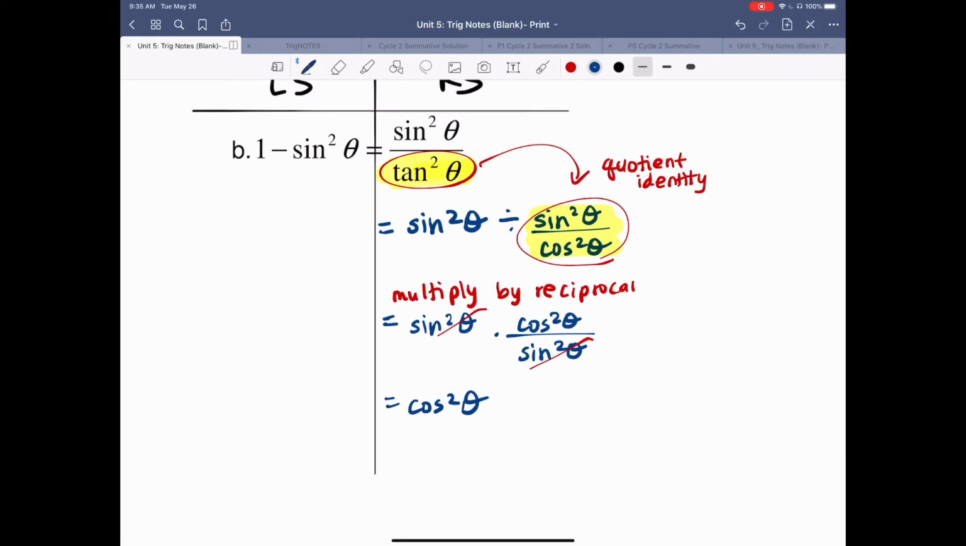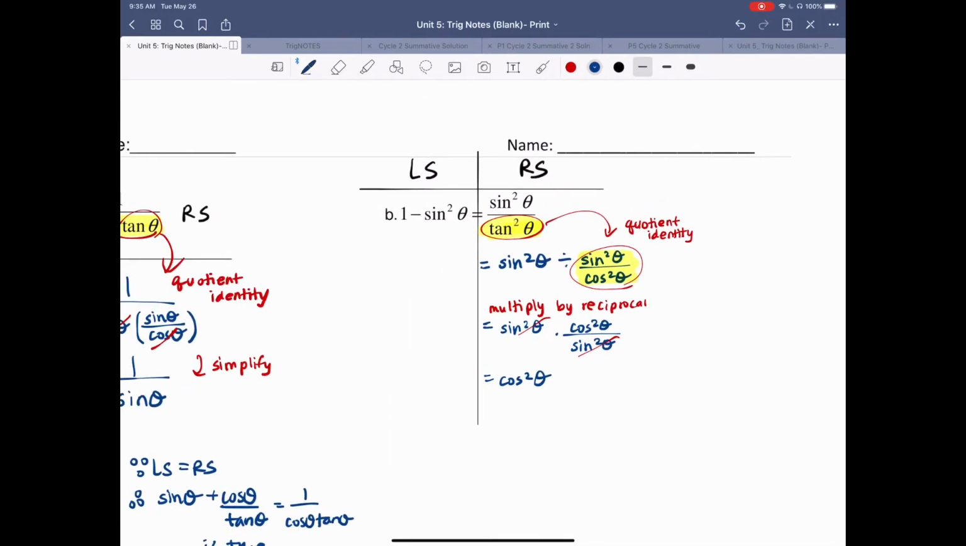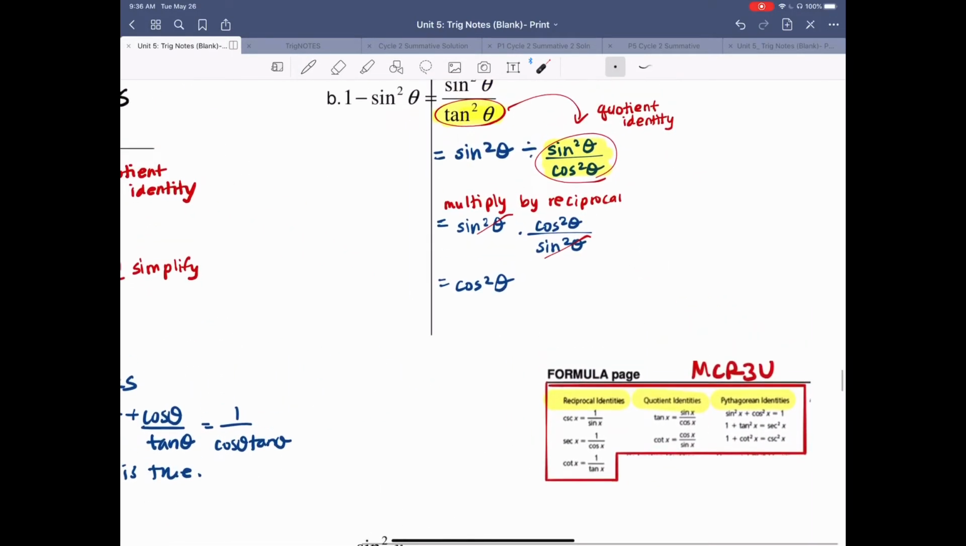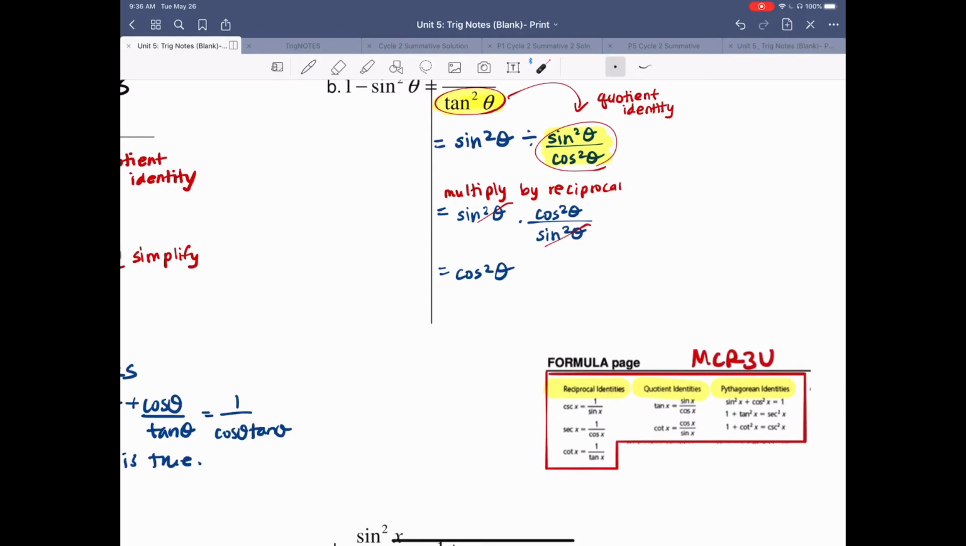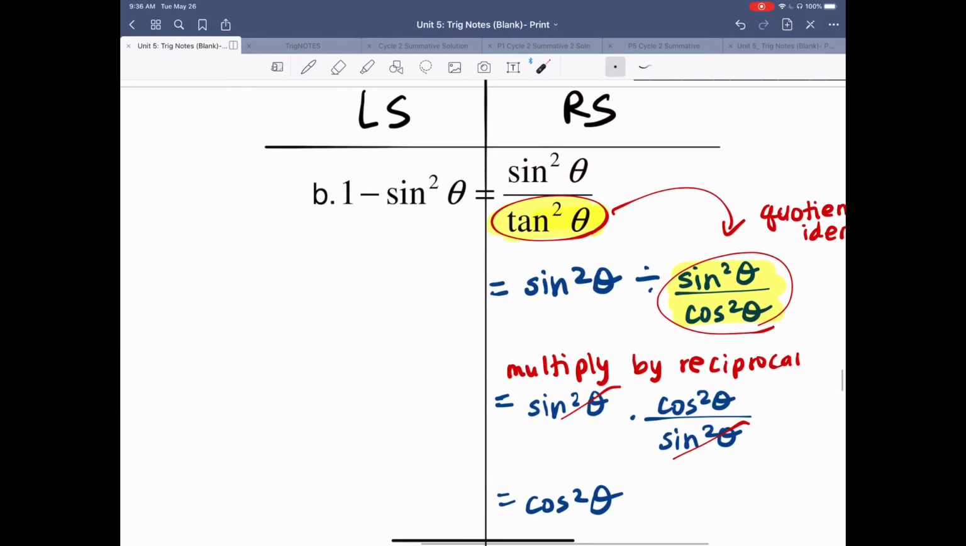And then I look at my left side, and I notice that it says 1 minus sine squared theta. And so it's a good idea to keep this formula page handy. For now, I'll just work with this copy. So I have 1 minus sine squared theta, but if I look at this Pythagorean identity, I can just move that over to the other side, and then I'll get cos squared theta. And so that's exactly what I'm going to do, and that's how I have my cos squared theta. I have to explain that this is by Pythagorean identity.